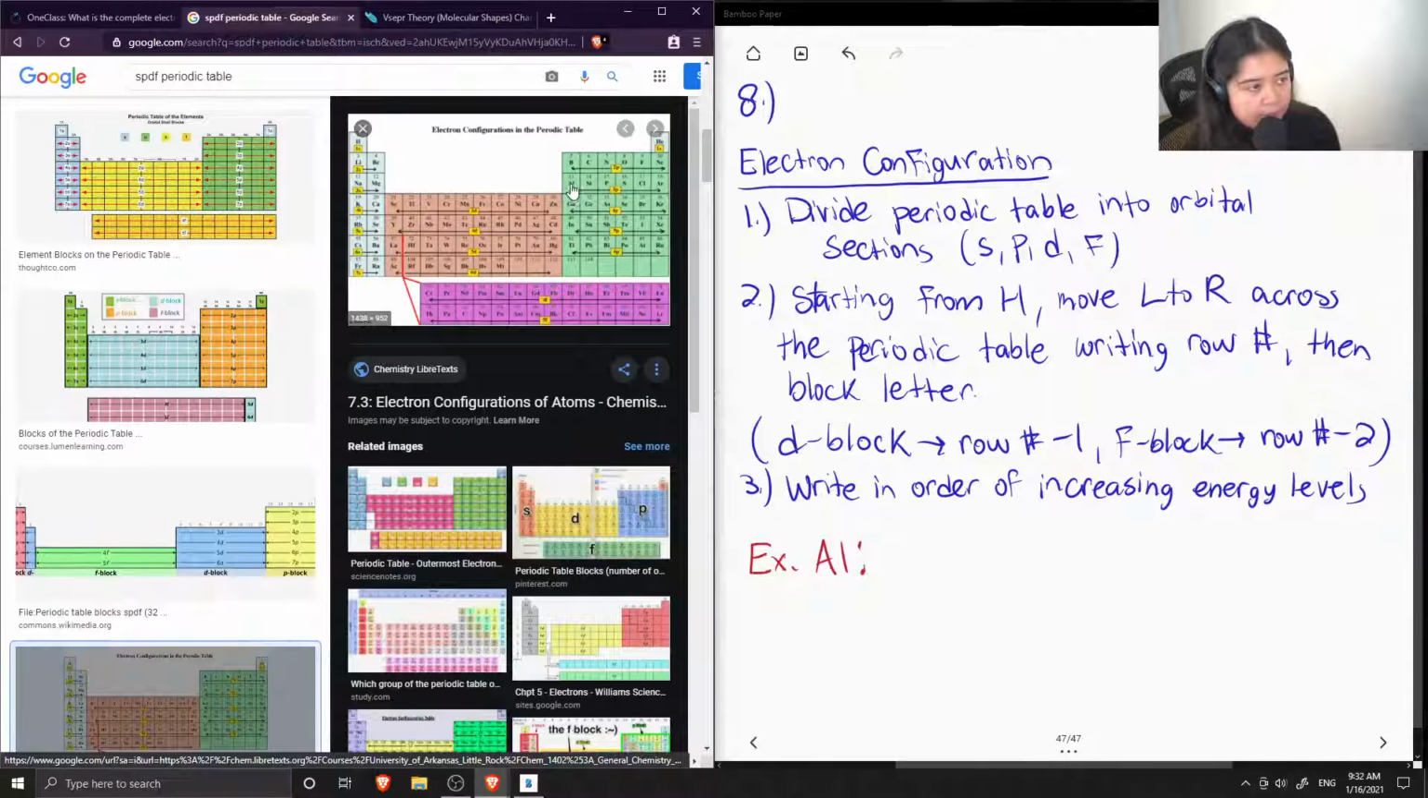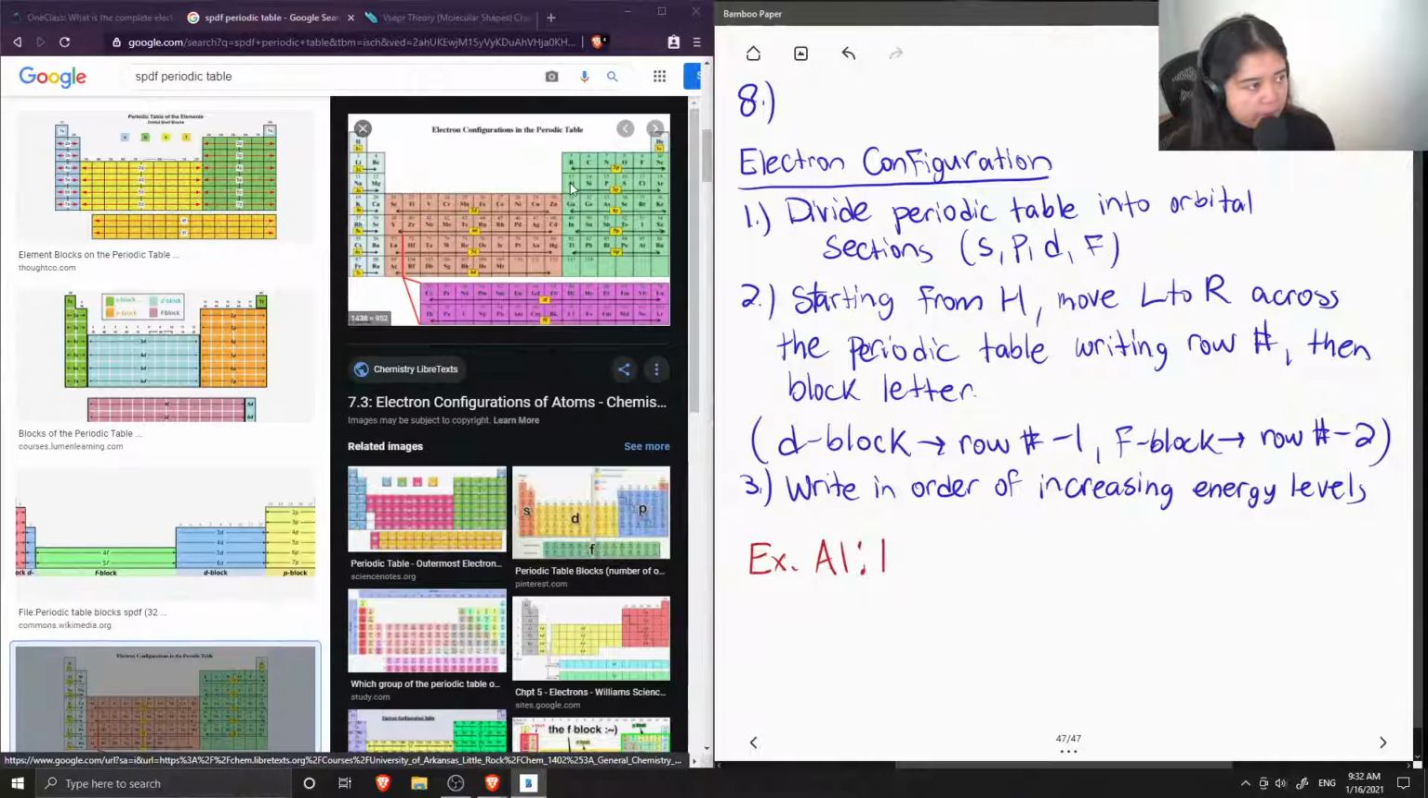So we can double check if our answer is correct if we sum up all of the superscripts to find out the number of electrons. First, let's start from hydrogen, and we write the row number, which is 1, and then the block letter, which is S. And then to signify how many electrons are in this orbital, we write the superscript of 2. So 1s2 corresponds to the hydrogen and the helium.